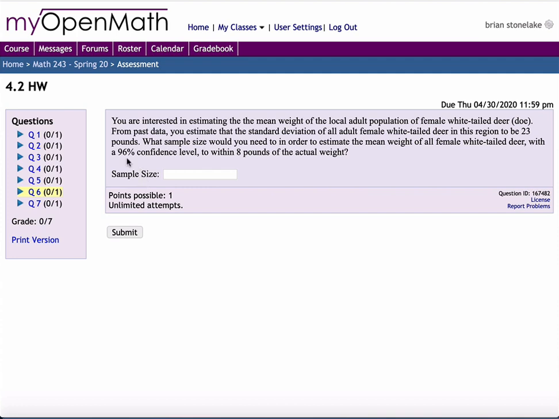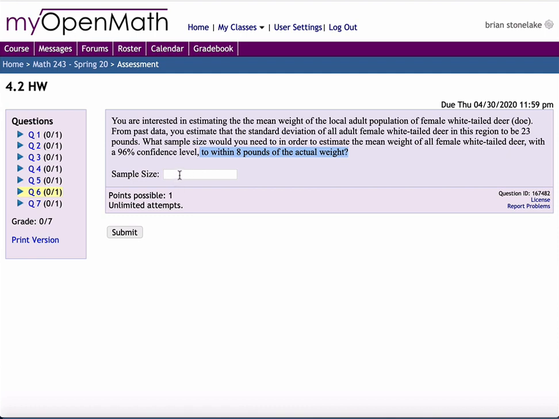So figure out alpha from this, figure out alpha divided by 2, figure out z, the z score that has alpha divided by 2 above it. And that goes into your formula along with sigma, which is given to you in the problem, and the margin of error, which they're getting at with this sentence here. If you're within 8 pounds of the actual weight, your margin of error is 8. So put all those into your formula and see what you get for your sample size.